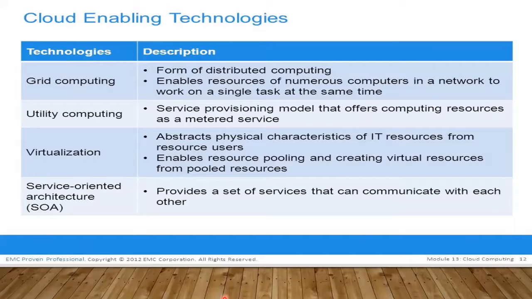Okay, so these are some of the technologies that enable cloud computing. You talk about grid computing, utility computing, virtualization, service-oriented architecture. These are some of the technologies that make cloud computing available to users.